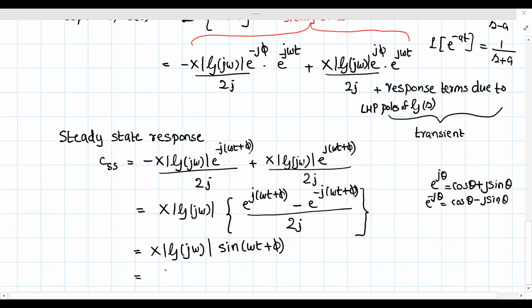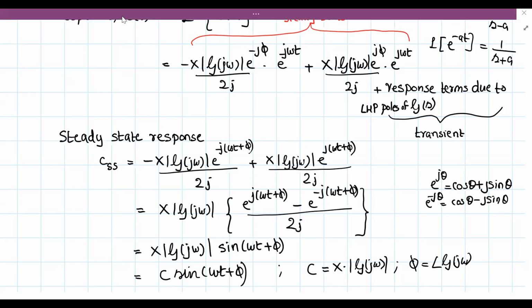or I can write it as C sine(omega t plus phi). So what is the output amplitude? Output amplitude is C, and what is that? X times mod G(j omega). Okay, and what's the output phase angle? Phase angle phi. Phi is the angle of G(j omega).